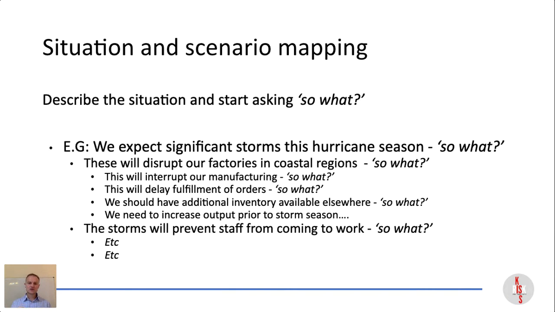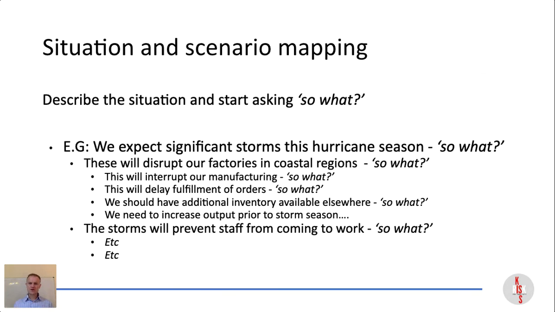So what you're trying to do is get down to the point to say, the answer to the so what is, therefore I have to do X, I have to do Y, we should plan for Z. And what that allows you to do is then say, okay, what do we need to have reflected in our contingency plan, in those courses of action? Asking so what over and over and over will actually help you drill down. So in this case, disrupting factories in coastal regions, so what? It's going to interrupt manufacturing, so what? Delay fulfillment, and on you go.